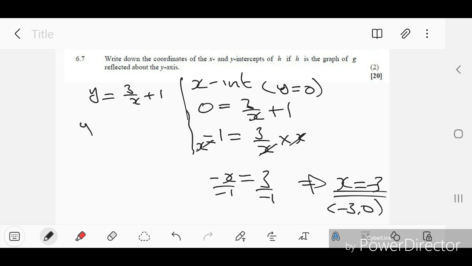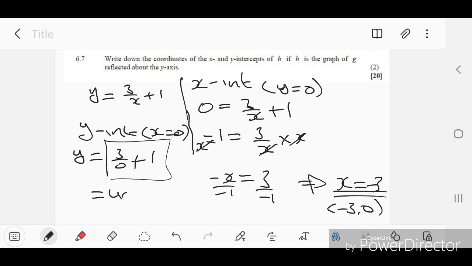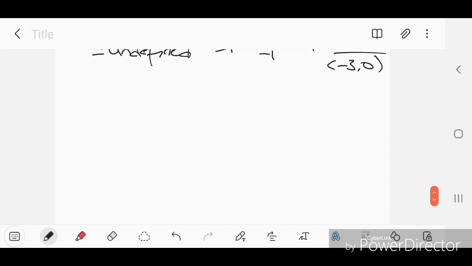Now to find the y-intercept, I must make x 0. So y equals 3 over 0 plus 1, which if you press on the calculator will give you undefined or an error, because there is a denominator of 0, which is an error.